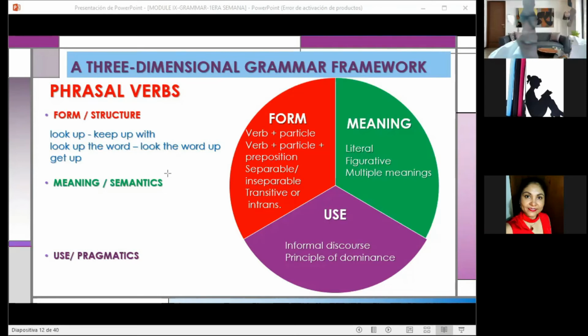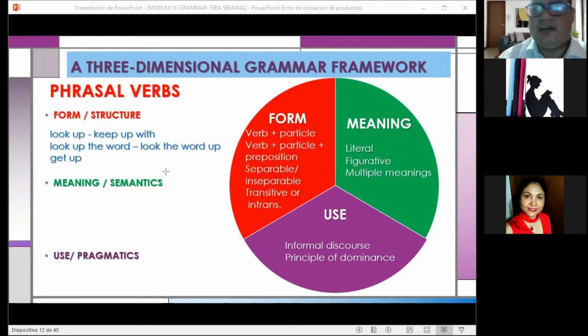And get up, this is the verb that I told you, it's inseparable, you cannot separate it, and it's intransitive. Look up is transitive because it has the object. What is the object? The word. This is the object. So it means that look up is transitive. But get up is intransitive. No object. Notice this is the form or the structure. Here it involves the morphosyntactic aspect of words.